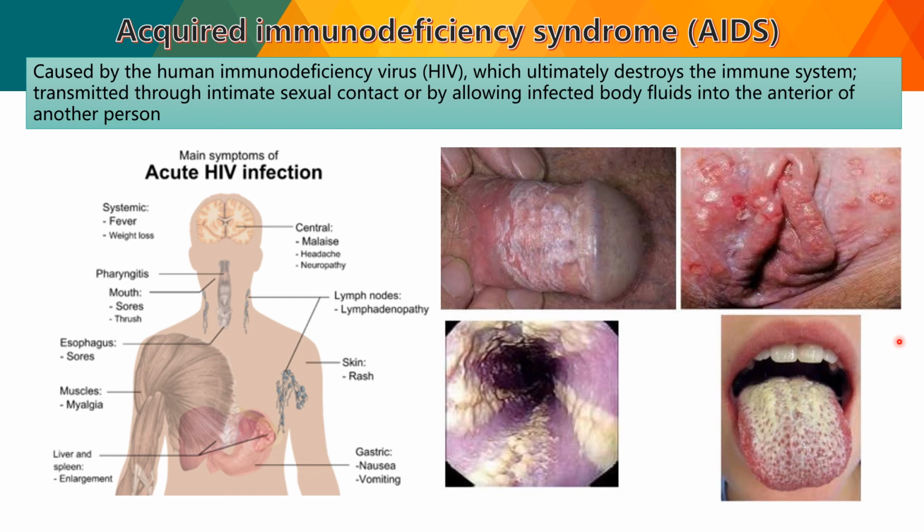from it. Okay, so for symptoms for the acute HIV infection, you have fever, weight loss, malaise, headache, neuropathy, you have pharyngitis, sores, thrush, lymphadenopathy, rash, sores, myalgia, liver and spleen enlargement, and of course, nausea and vomiting. So, napakarami yung mararamdaman kapag ka may AIDS.